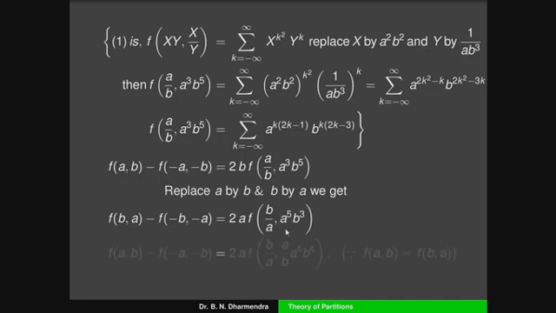So that can be written as a by b into a to the power of 4 into b to the power of 4. And also we know the value of f of b comma a is equal to f of a comma b. So that is the symmetry result. Ramanujan shows the first result, that is f of a comma b is equal to f of b comma a.